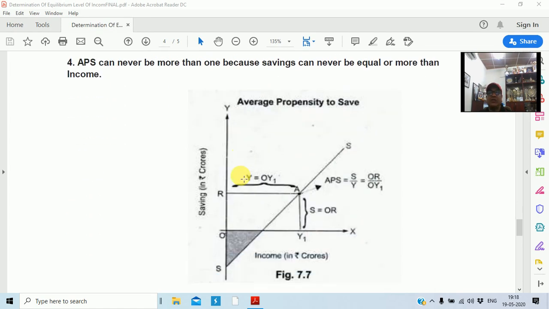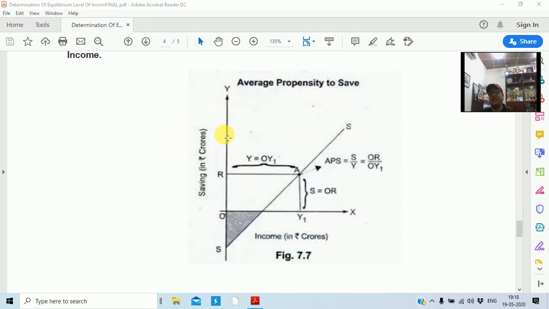Now, this is the explanation of APS with the help of a diagram. Now see, we have taken the consumption saving curve. The saving curve is negative, and it is 0, and it is positive. This is the character of the saving function. Saving can be negative, saving can be 0, or saving can be positive.